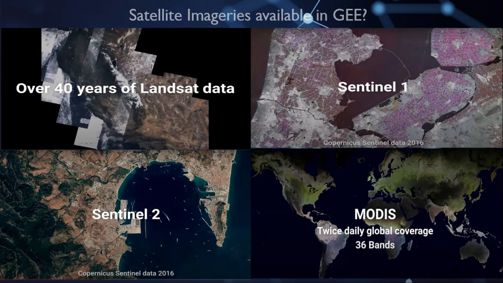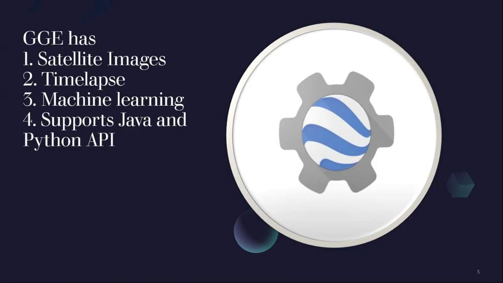These are the variety of satellite images included in Google Earth Engine. We can access all the satellite images for our analysis. We have over 40 years of Landsat data, and we have Sentinel-1 images, Sentinel-2 images, and MODIS, with 36 bands and twice daily global coverage. In Google Earth Engine, we also have a time-lapse option and machine learning, and it supports JavaScript and Python scripts.